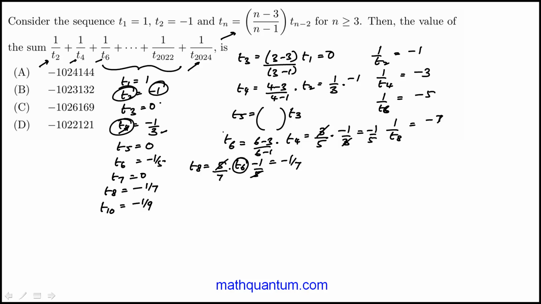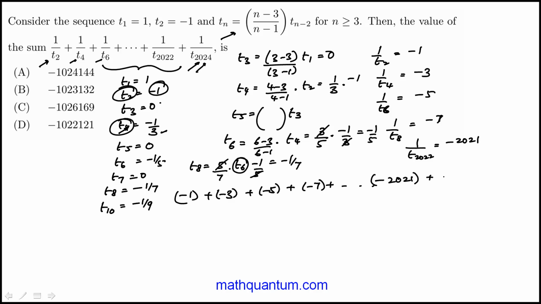So if I replace that here, this is the sum I need to find. These are negative consecutive odd integers. Minus 7. And then 1 over T2022 would be minus 2021. So minus 2021. And then finally that one would be minus 2023. So we need to add this.